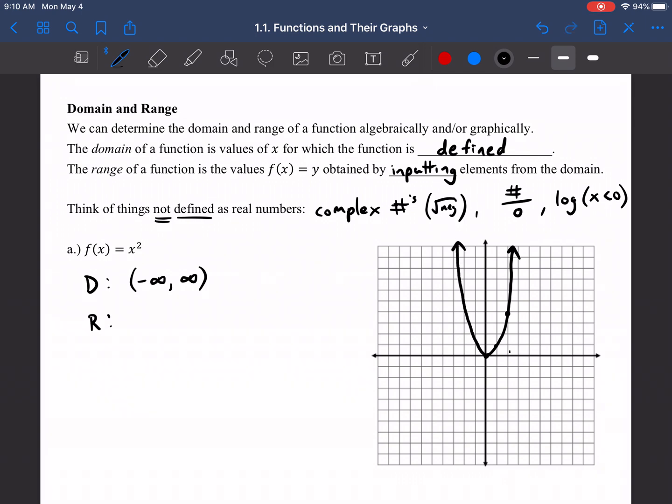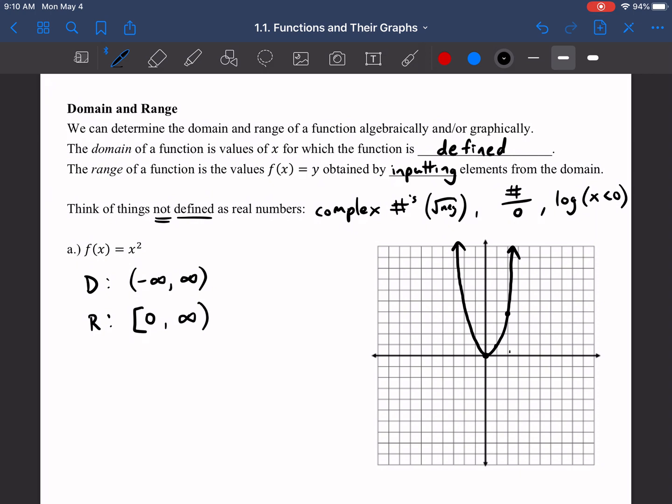If we look at that parabola, we can see that it's never going to go below 0. So by looking at the graph, we see that it never goes below 0, but it does get down to and include 0, so I put the square brackets. And then it just continues out to positive infinity for the y values. But we can't include infinity.